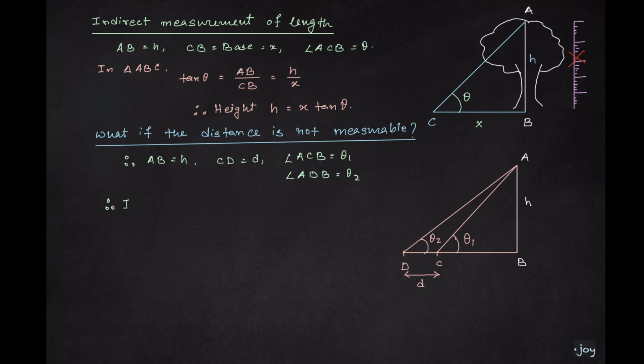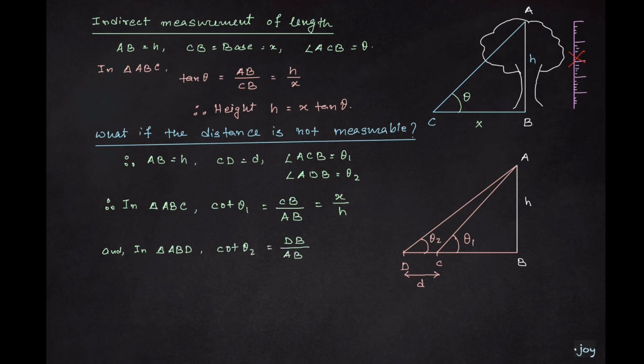Okay, therefore in triangle ABC we have cot theta 1 equals base by perpendicular, which is CB by AB, which equals x over h. Now in triangle ADB we have cot theta 2 equals again base by perpendicular, which is DB by AB. Now DB can be written as DC plus CB, so it is over AB. So it is D plus x by h. Now let us mark these two equations as 1 and 2.